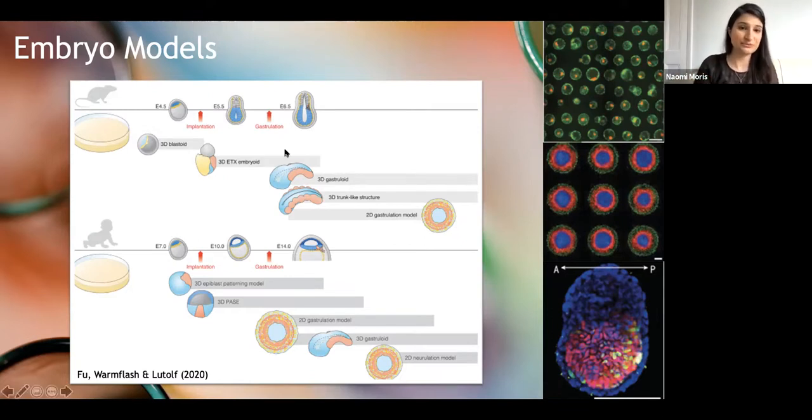And so this is a really nice review looking at the mouse embryo-like systems models that exist already, and then the human ones, and how they match up to the developmental timeline.